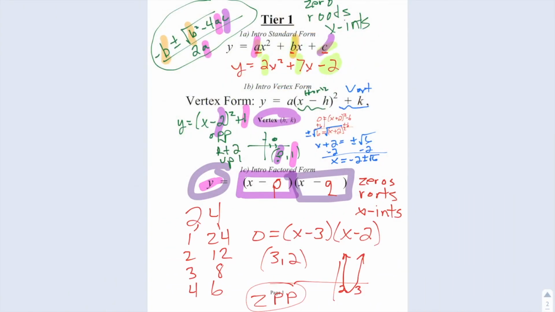So that if I'm asking you to do something in standard form, you know to come up here and use this one. If I'm asking you to do something in vertex form, you know to come and use that one. And if I'm asking you to put it into factored form, you know to come and use this one.